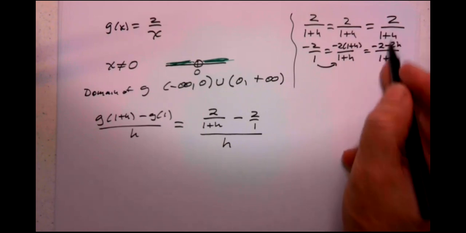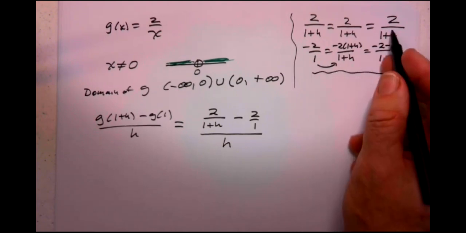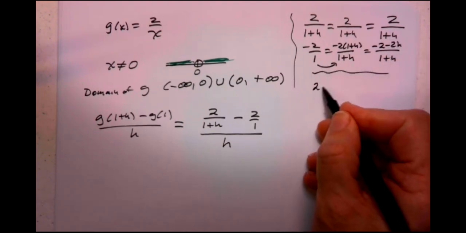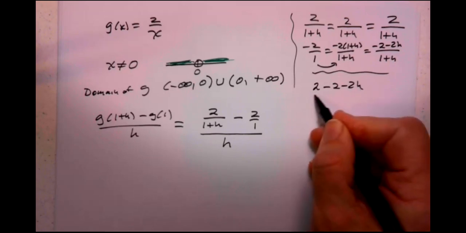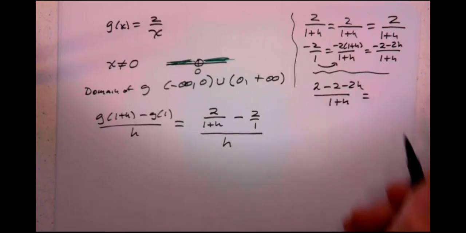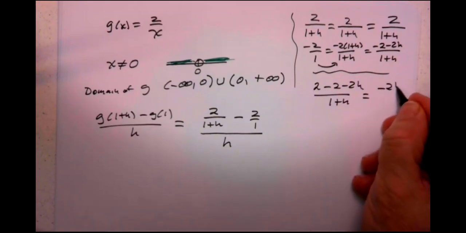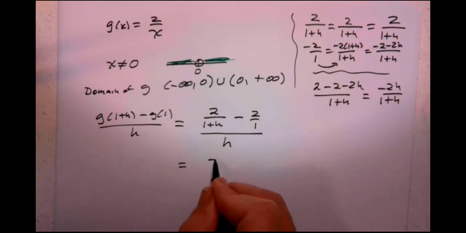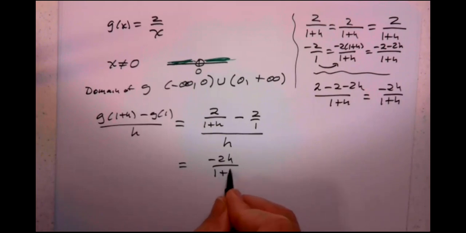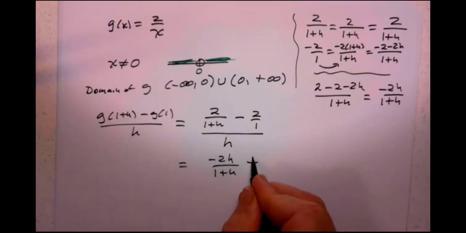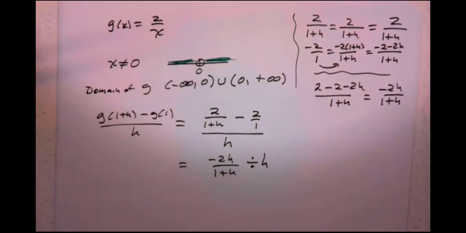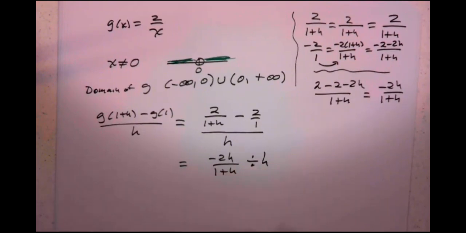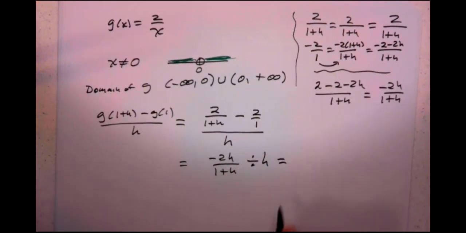So if we put them together now, we have a common denominator. So it's 2 minus 2 minus 2h over 1 plus h, which is going to give me negative 2h over 1 plus h. So the top is that. The top is negative 2h over 1 plus h, all over h, which I'm going to write as divided by h. I could write it as a single fraction, but I think this is easier to see from this perspective.